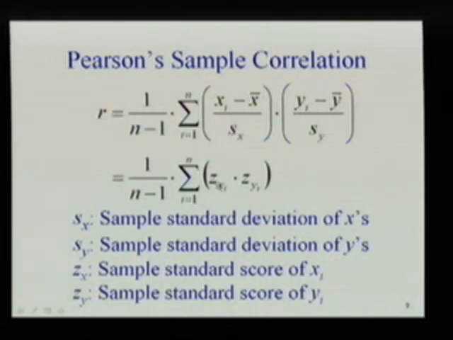Okay, I also use z_x_i and z_y_i, which just stand for the standard scores of those pairs of numbers. What we do is, for each pair of numbers, we find their standard scores, and we find their product, right? And then we add all those products up, and then divide by n minus 1. That's how we calculate the so-called Pearson's correlation. Okay, I hope this makes sense to you.